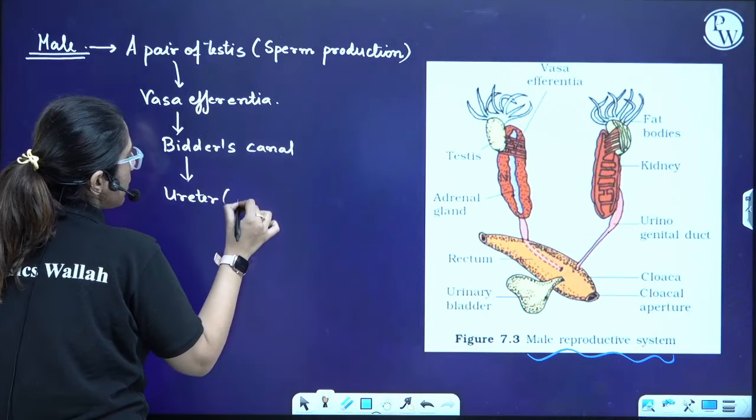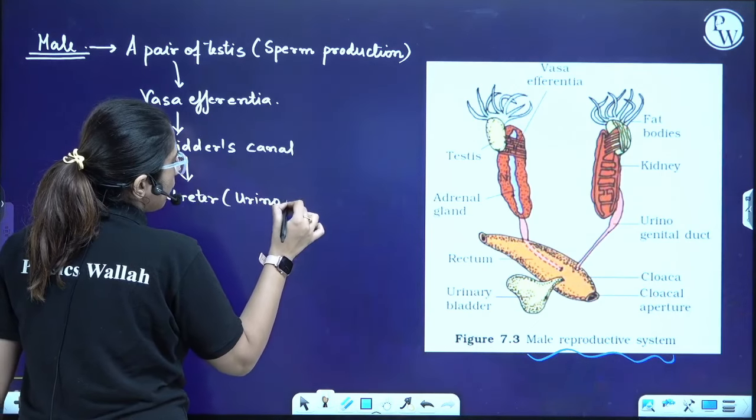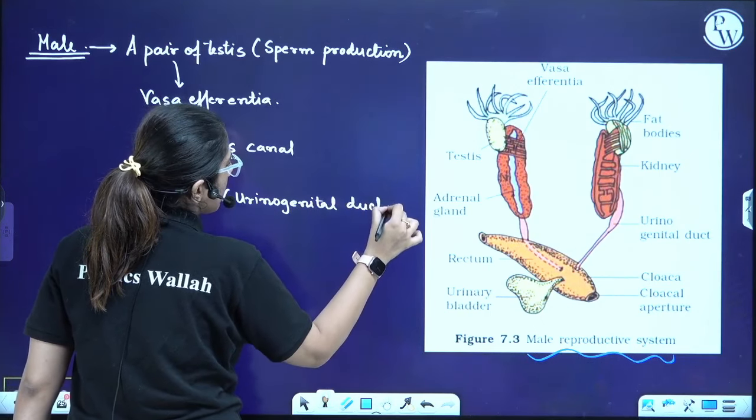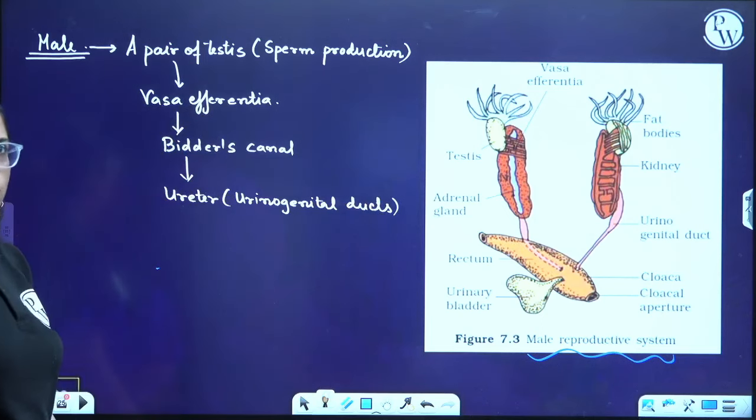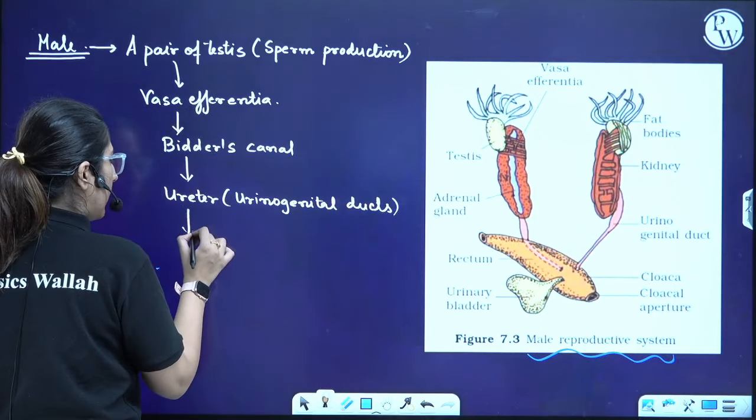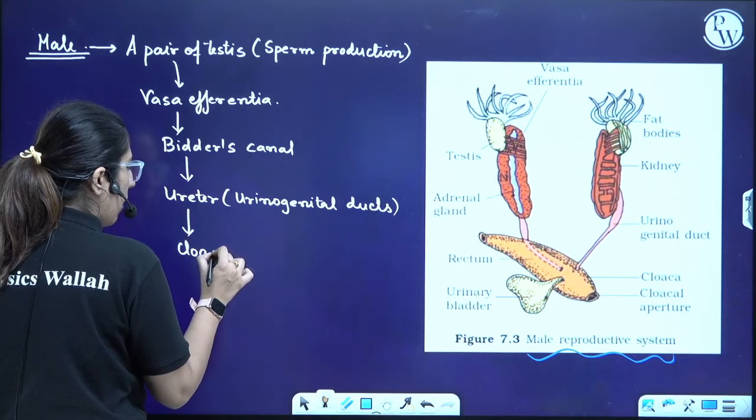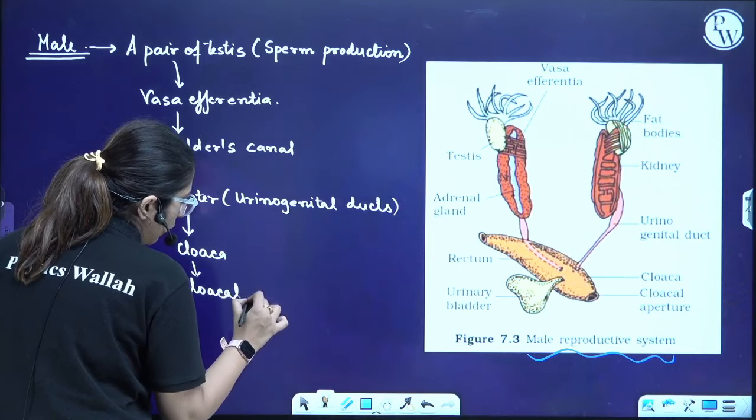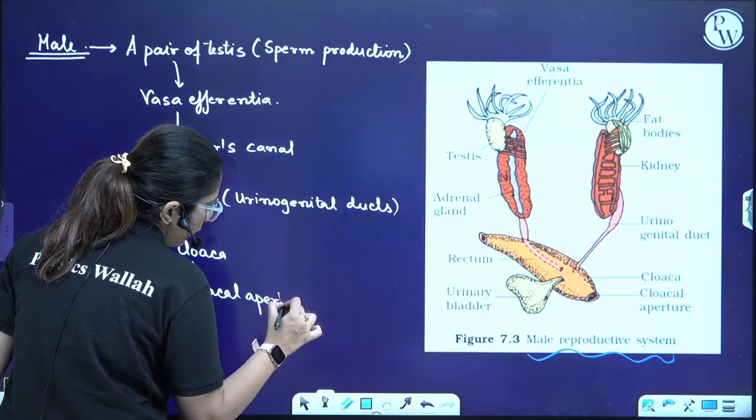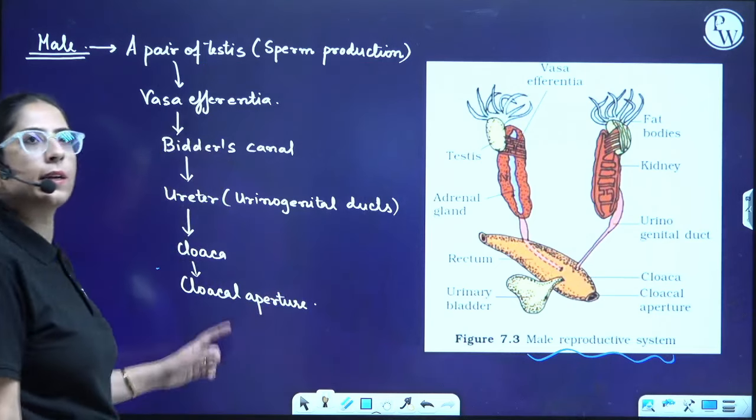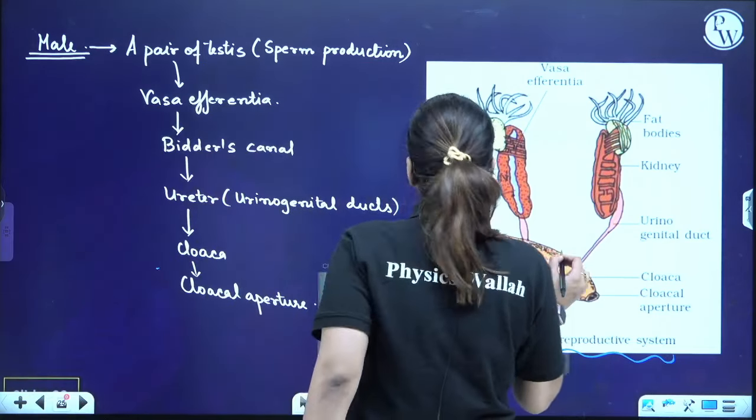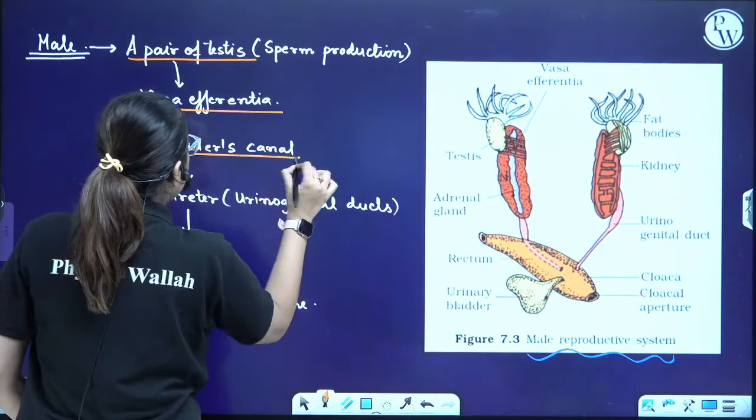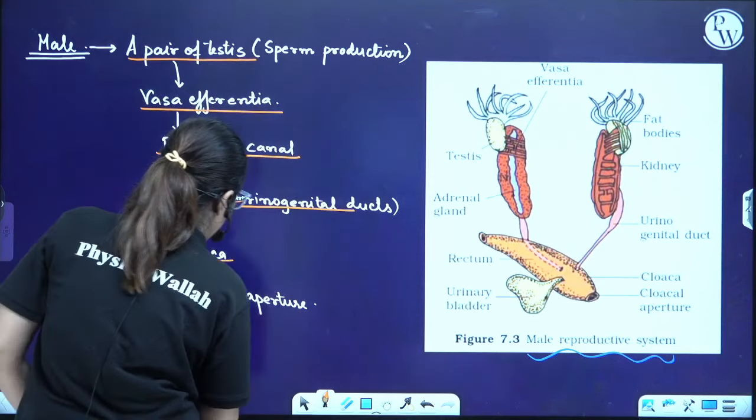From Bidder's canal, it will enter into the ureter. They are also termed urinogenital ducts because they carry sperm as well as urine. It will enter into the ureter, then into the cloaca. From the cloaca, with the help of the cloacal aperture, it comes out. Clear? Is this point clear? Very easy. What they have is a pair of testes, vasa efferentia, Bidder's canal, ureter, and cloaca.